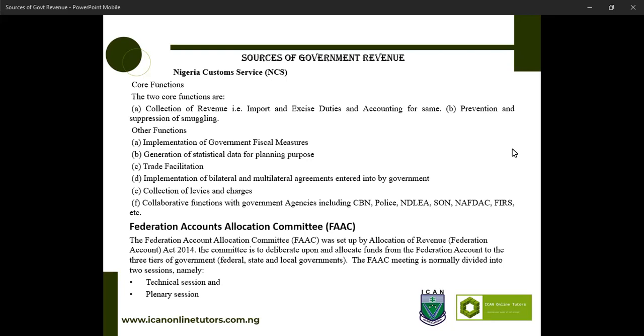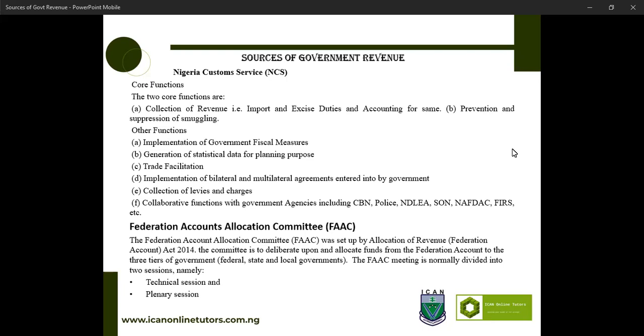They also assist in trade facilitation, implementation of bilateral and multilateral agreements entered into by government, that is, agreement between one country and the other country on importation and exportation of goods. They carry out this function of implementing this agreement in order to ensure that smuggling will not be occurring within the borders.